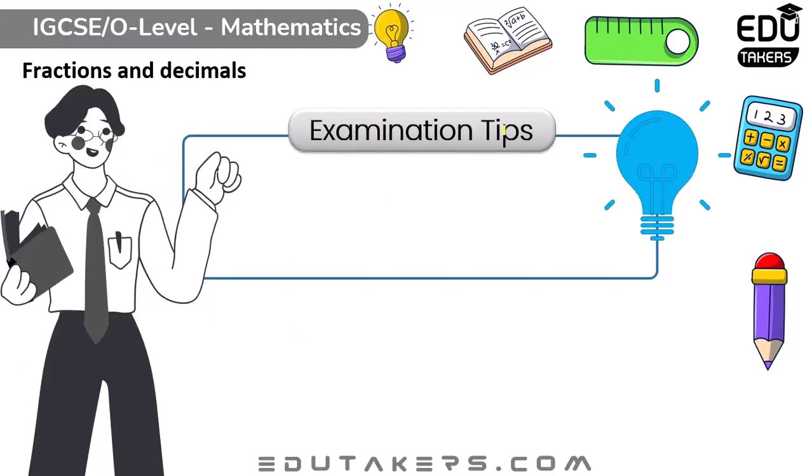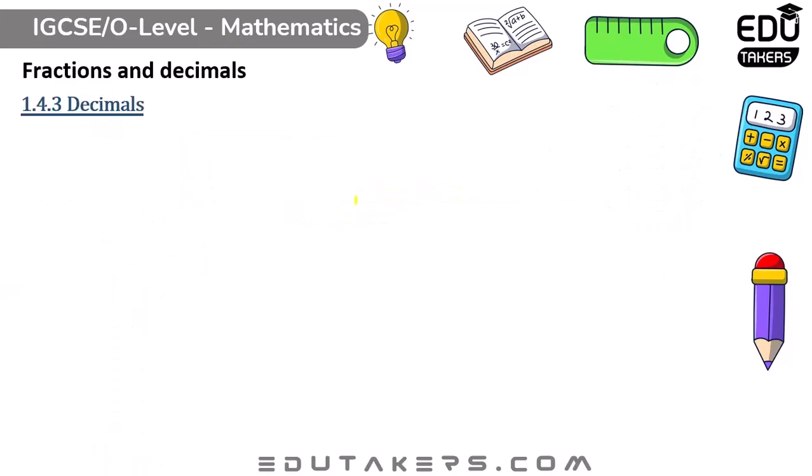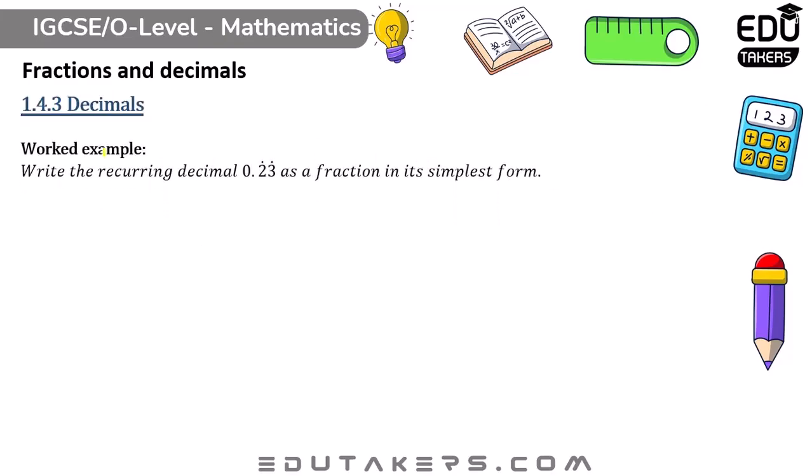Here I have an examination tip for you. Practice converting fractions to decimals and decimals to fractions. So, worked example for converting recurring decimal to fraction. Write the recurring decimal 0.23 recurring as a fraction in its simplest form.